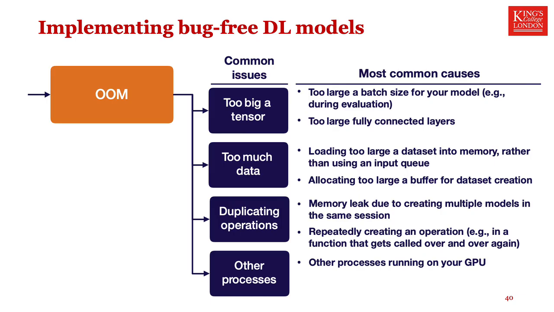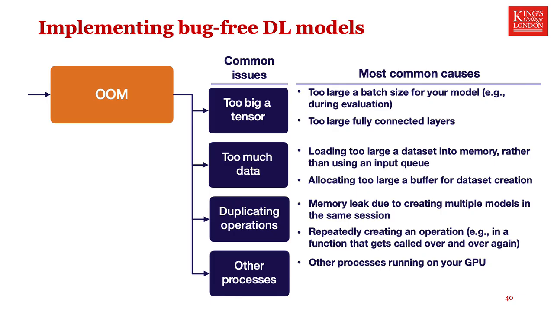You also have situations where you can duplicate operations. For example, if you're creating a model, you might not realize that you're instantiating the model multiple times, and because you're instantiating the model multiple times, you're creating multiple copies of the parameters of the model, and that itself might deplete the GPU memory very quickly.